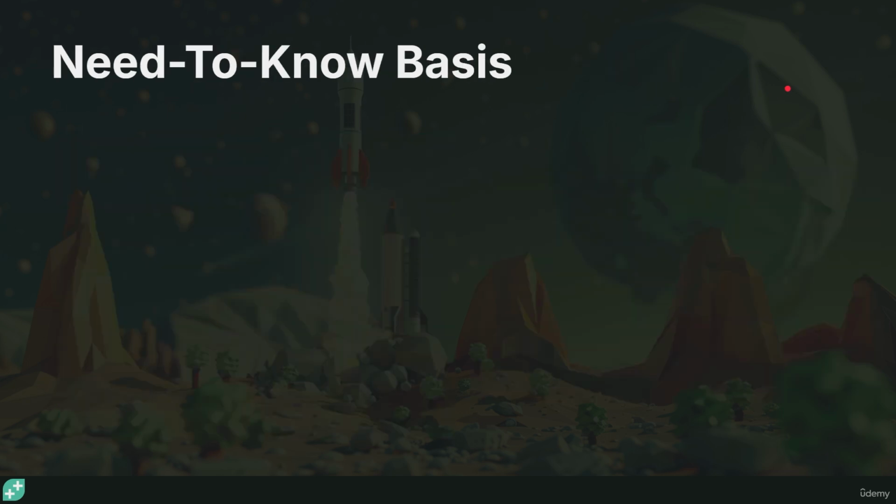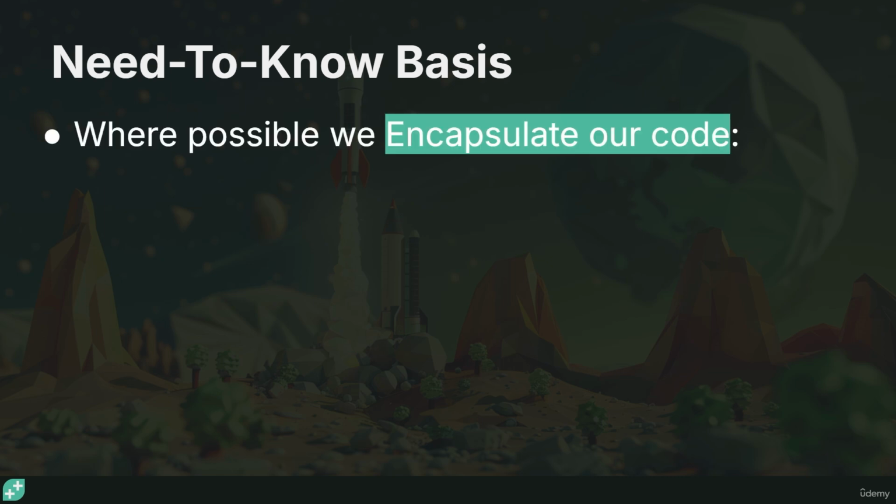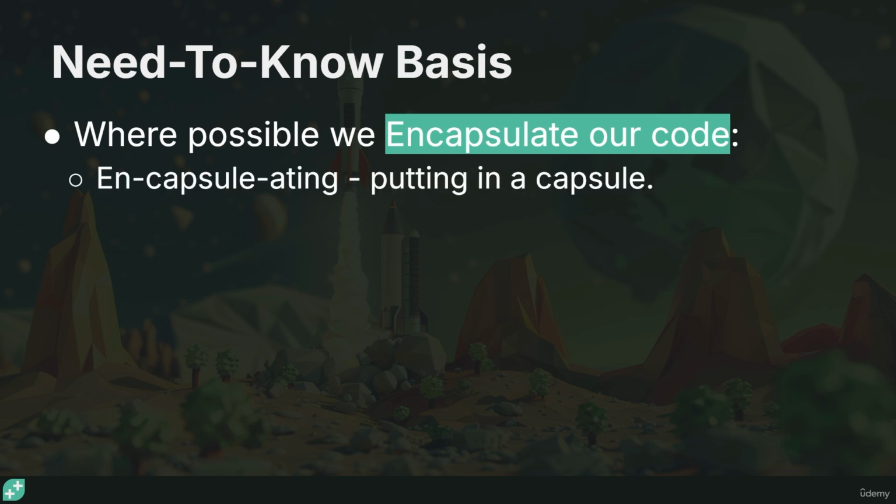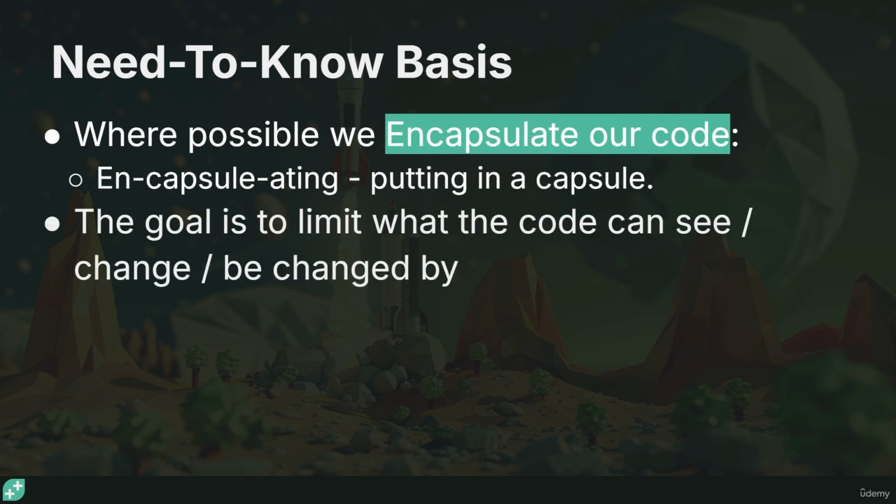What I mean by that is our code should be constructed on a need-to-know basis. What do you and don't you need to know? And the word we use is encapsulation. Where possible, we encapsulate our code, putting a capsule around it so it only knows about itself. The goal is to limit what the code can see, what it can change, and what it can be changed by, for a whole bunch of reasons.